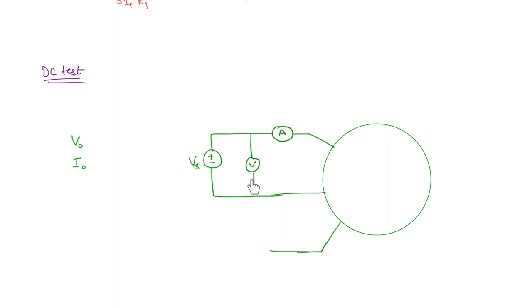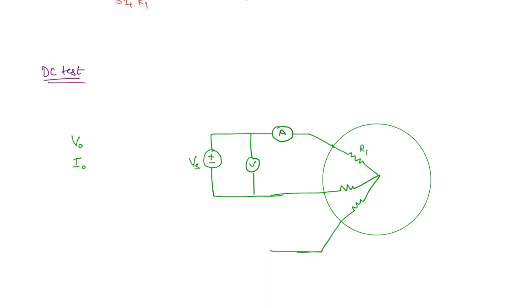What will be the value of V0? It will be equal to the supply voltage, okay? And here the resistance of the windings can be considered for a star connected induction motor. Usually it will be star connected only. So here we are not considering the reactance. Why is that? Because we are connecting a DC supply, and for the DC supply the inductance will act as a short circuit. It will not offer any impedance, okay?